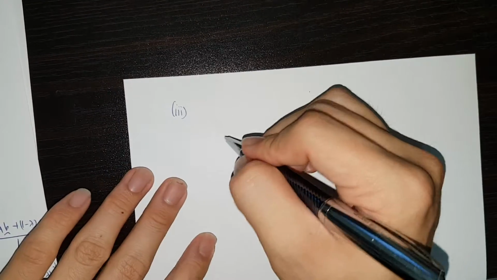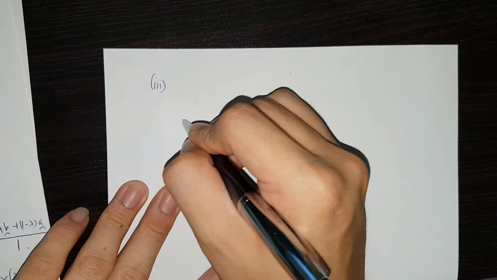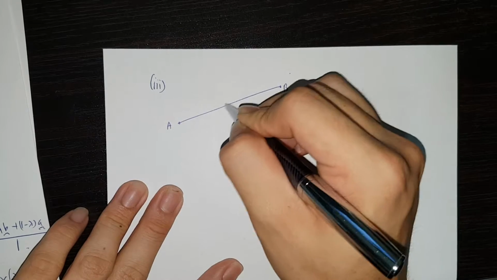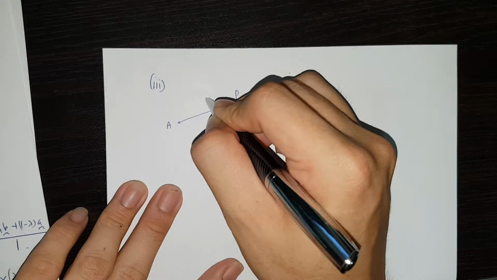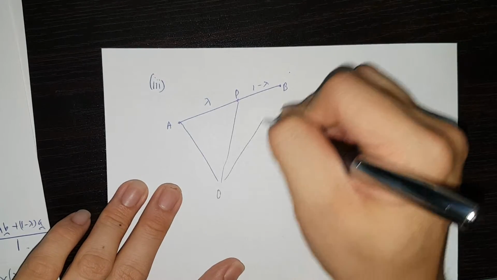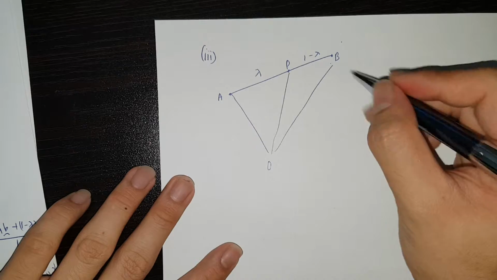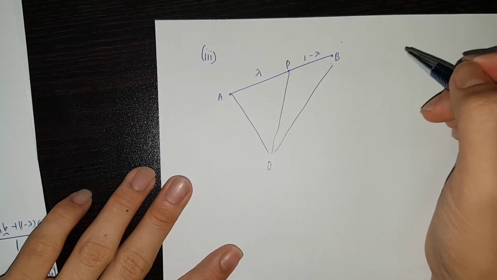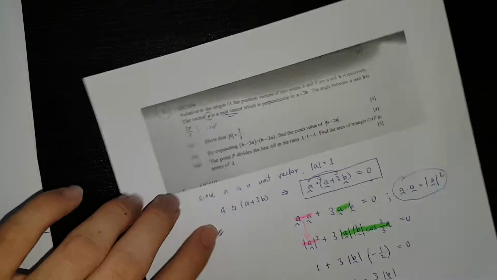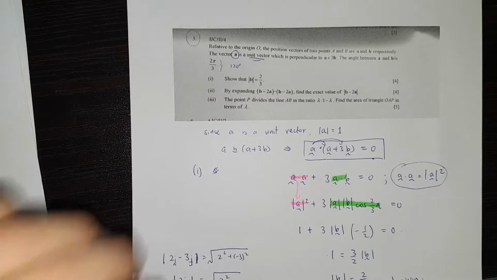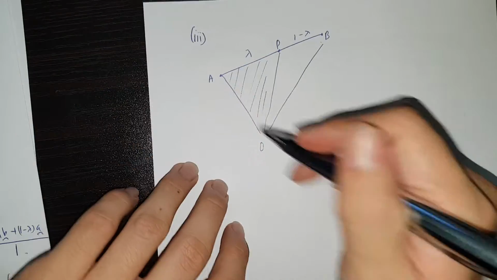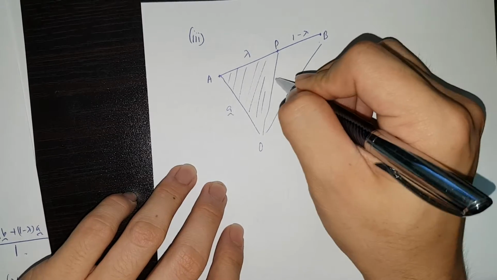Third part would be basically you have A, you have B, and you split it at P. This is lambda and 1 minus lambda is given. It starts from O, so this is your ratio theorem. Label all the parts that you need. You need to find this area over here. You're asked to find the area of triangle OAP. So OAP is over here. Now label this A, this B, and this P.